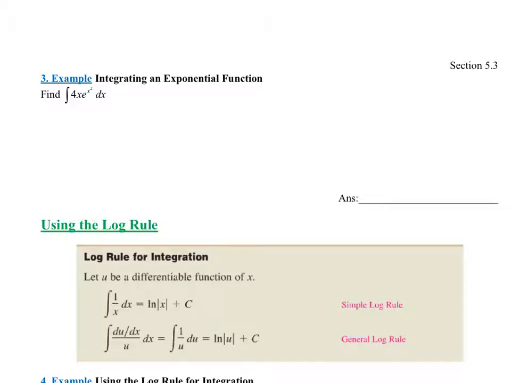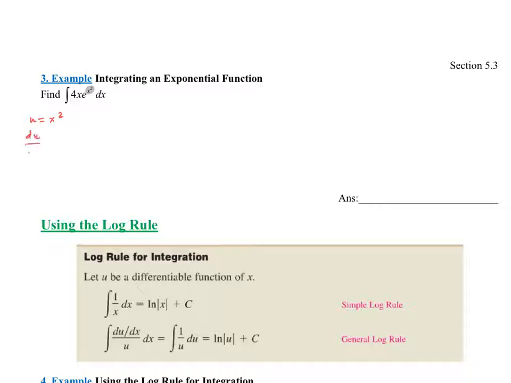Example 3 says find the indefinite integral of 4x e to the x squared. Again, we definitely have an exponent here on e to the x that is not just x, so we need to try u substitution as our goal, and we're going to make whatever that exponent is u. So in this case, u would be x squared.